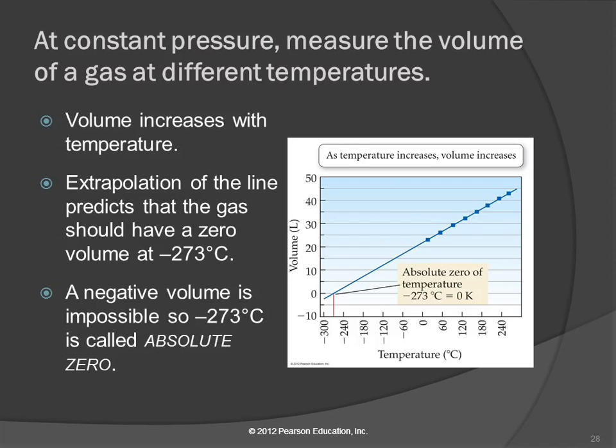So if we look at the volume as a function of temperature, we see that as we increase the temperature of the gas, the volume increases. These sorts of measurements need to be done at constant pressure. If we take this, which forms this beautiful straight line, and we extrapolate, which means that we draw this line past the actual data, what we see is that it goes through zero volume at a temperature of minus 273 degrees Celsius. Is it possible to have a negative volume?